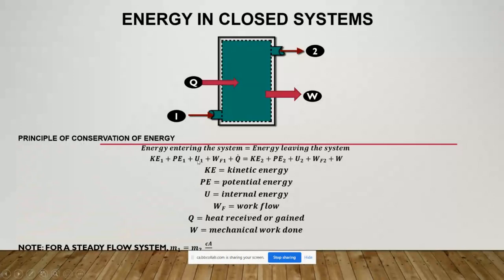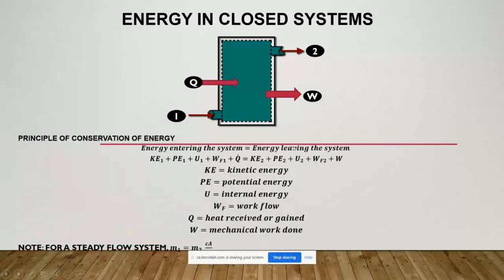What is remaining here? U1, we still have U1. There is internal energy at point 1. There will also be internal energy at point 2. Now we move on to WF1, which is work flow energy. Generally, if there is no flow, work flow energy is going to be 0 at 1 and 0 at 2. So we are left with only 4 things: Q, U1, U2, and work.